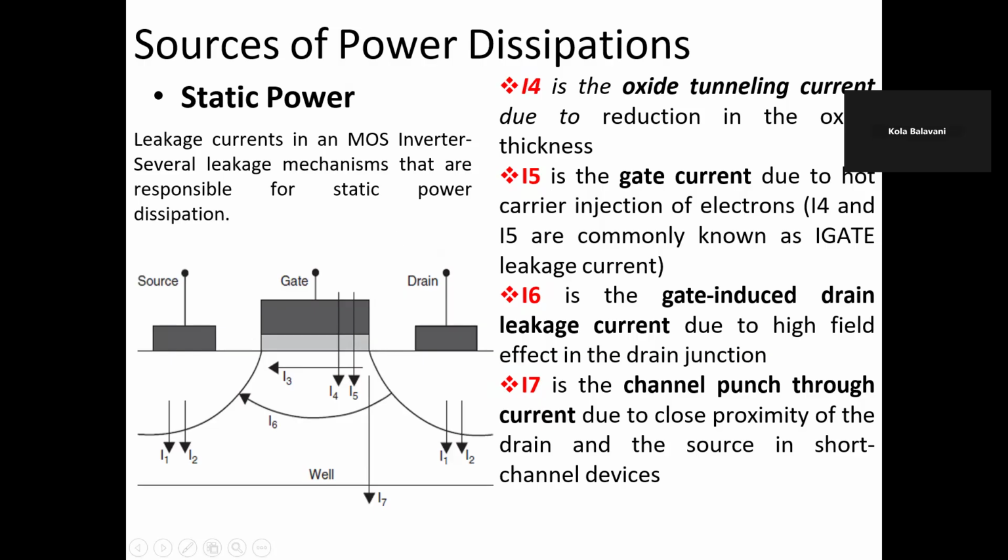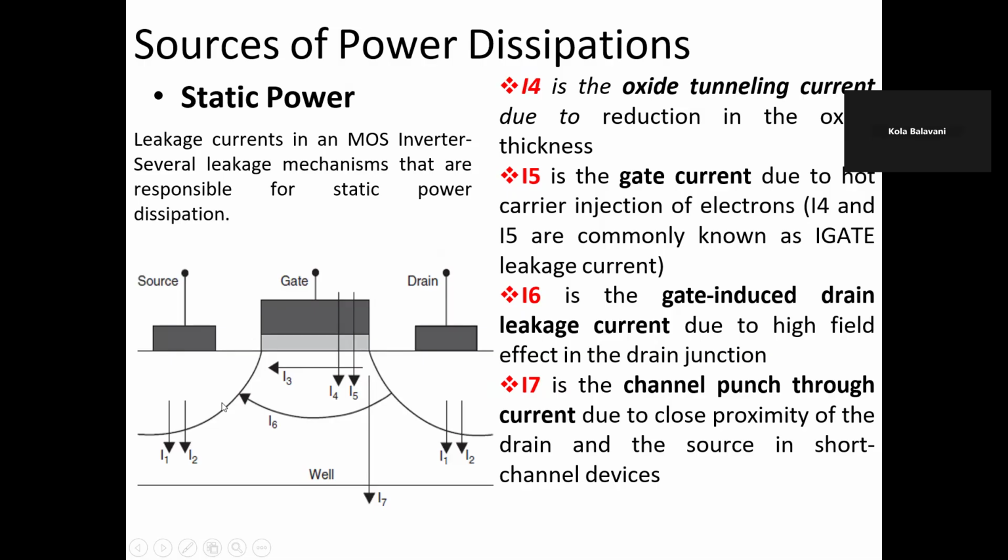And I5. I5 is nothing but gate current due to the hot carrier injection of the electrons. That is I gate. Whenever you are applying voltage at the gate, because of that higher value, the carriers, electrons, will be injected from one side to the other side, moving from this position towards the substrate. Because of this also, there will be current leakage. That is the I5.